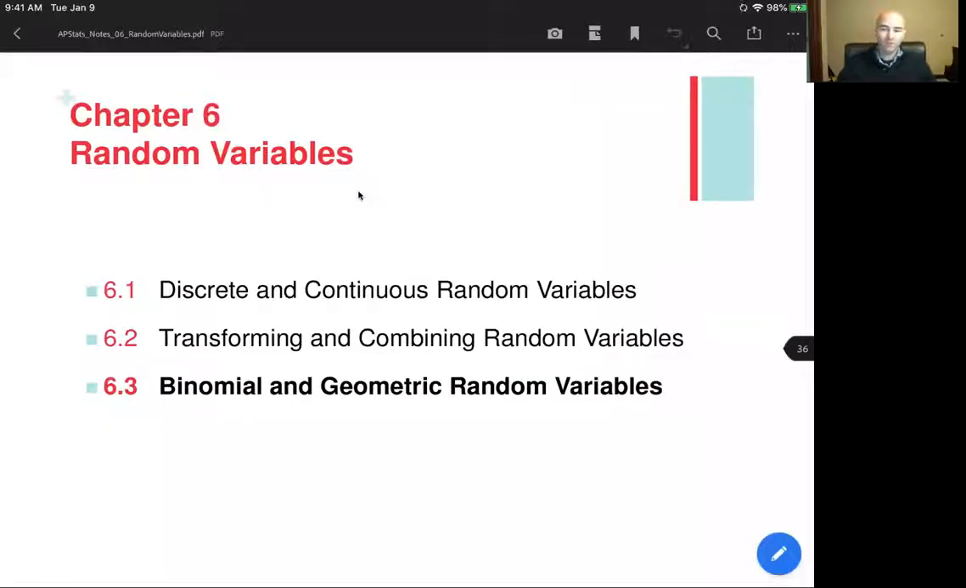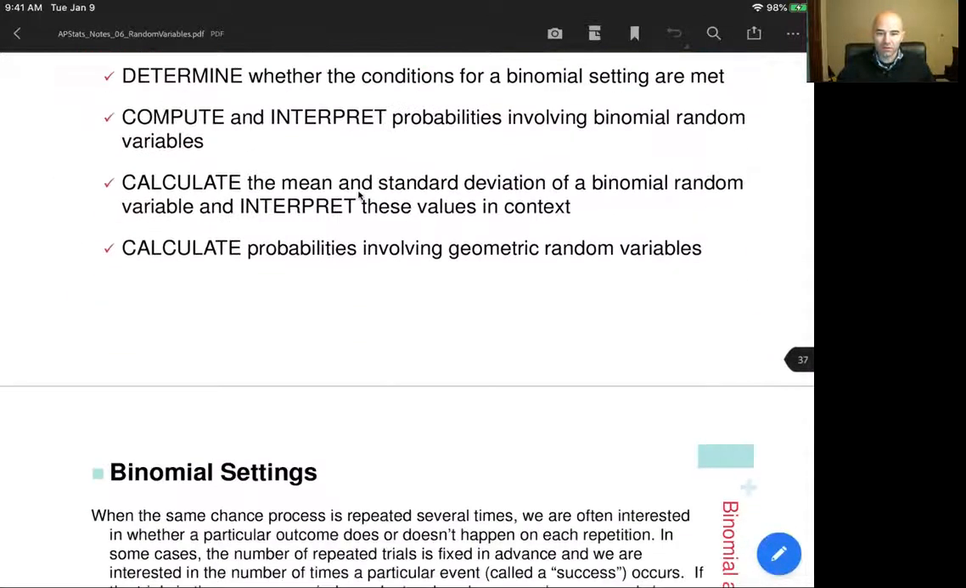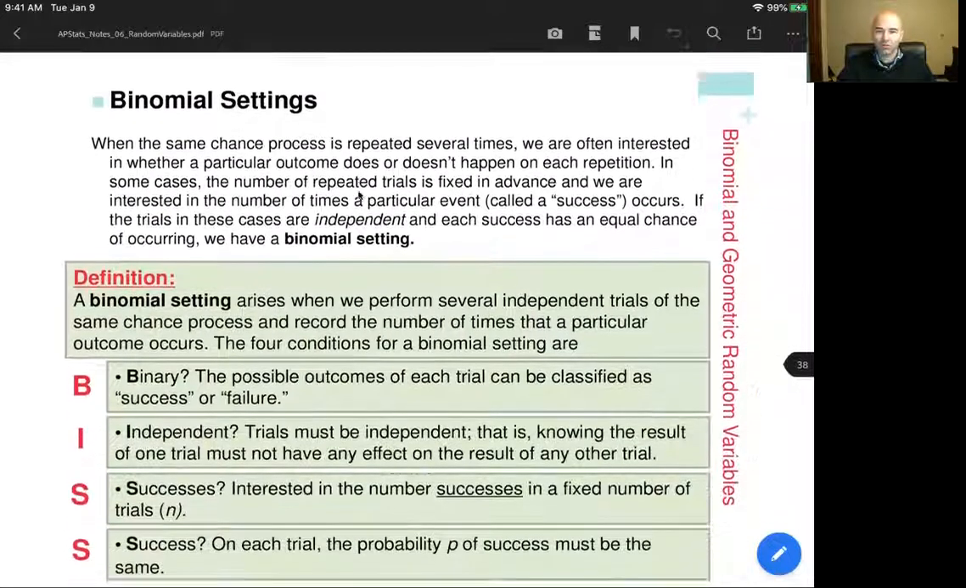Hey, and welcome back. This third and final lesson in Chapter 6 is about two new distributions called the binomial and the geometric distribution. And they come from the binomial and geometric random variables. So we first had to explore the idea of random variables, which we've done now. Now this distribution will be added to the other distribution that we've known, which is called the normal distribution. So there are three main distributions you need to know in AP statistics: the normal distribution, the binomial distribution, and the geometric distribution.